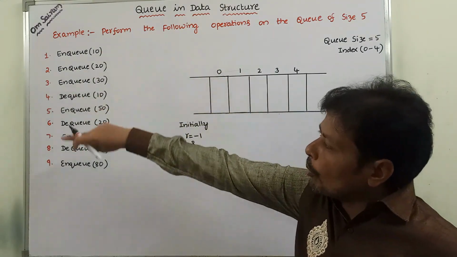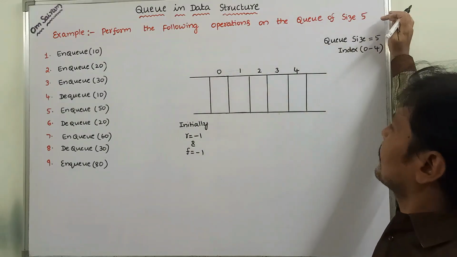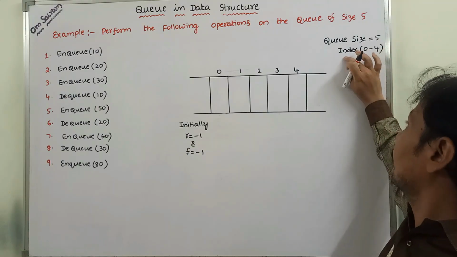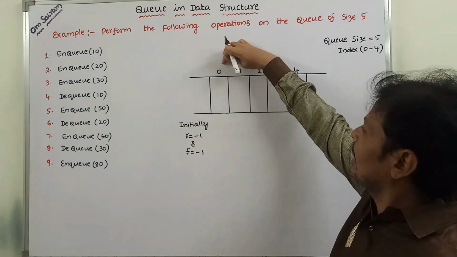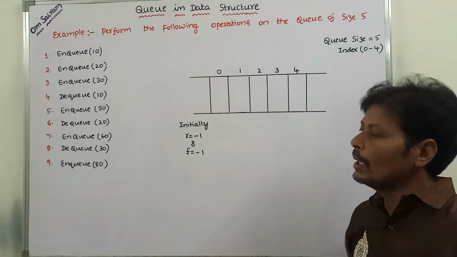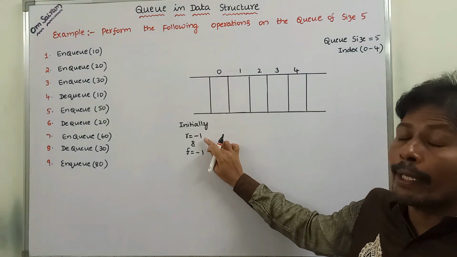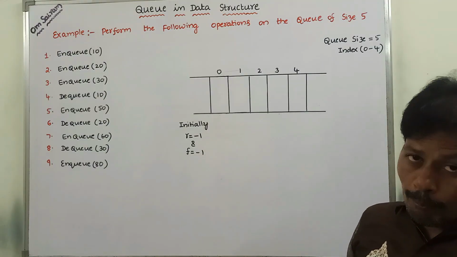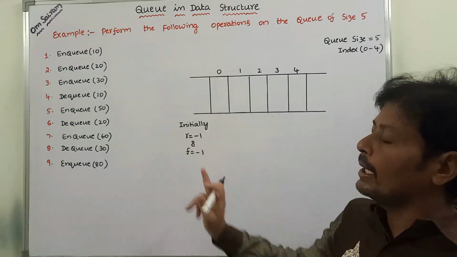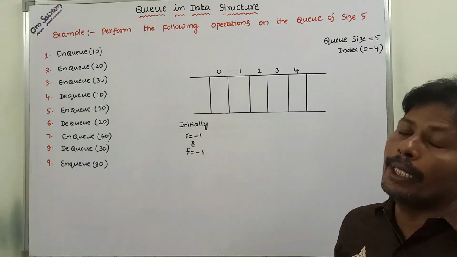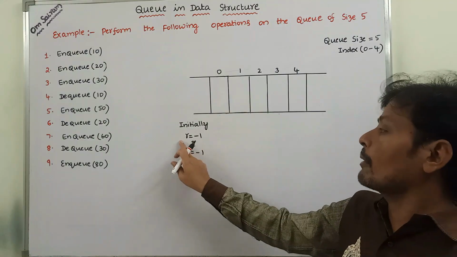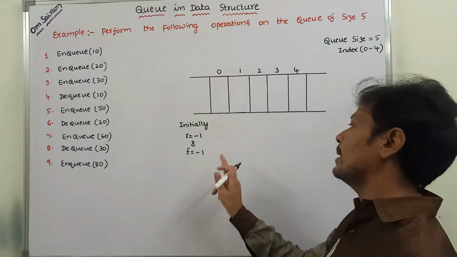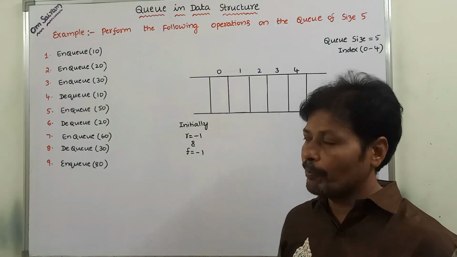Perform the following operations on the queue of size 5. That means queue size is equal to 5. The indexes are starting from 0 to 4. Initially, rear pointer is equal to -1 and front pointer is pointing to -1. So rear pointer can be denoted by R, front pointer can be denoted by F. Whenever R value equal to -1 and F value equal to -1, we can say that Q is empty.